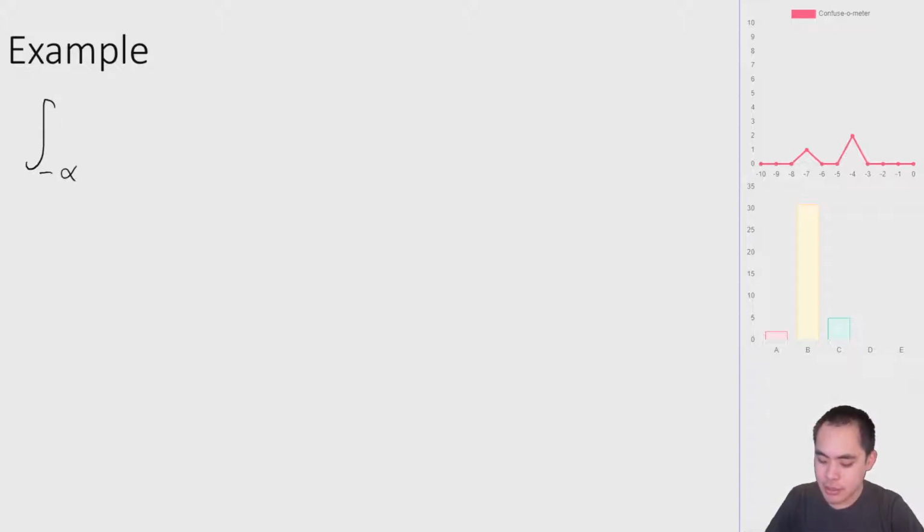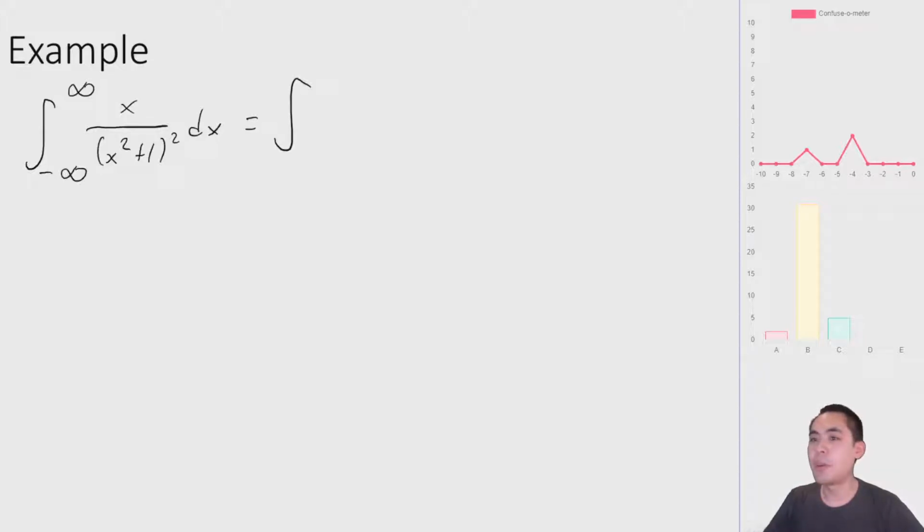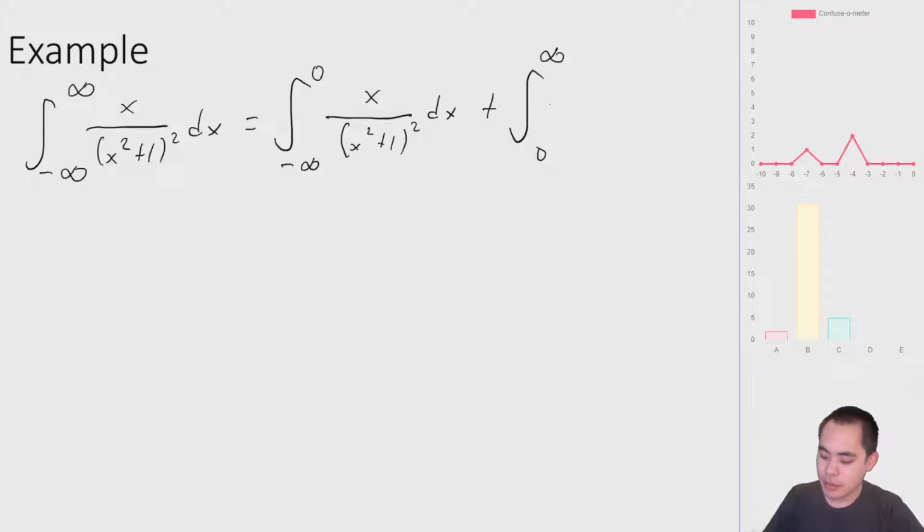Let's say minus the integral from minus infinity to infinity of x over (x squared plus 1) squared dx. The first thing we're going to do is break this integral up into two pieces. This is the integral from minus infinity to 0 of x over (x squared plus 1) squared dx, plus the integral from 0 to infinity of x over (x squared plus 1) squared dx. And let's just solve the first half first.